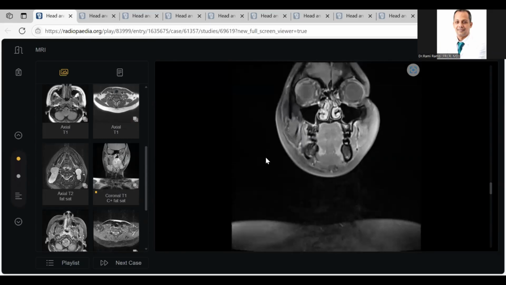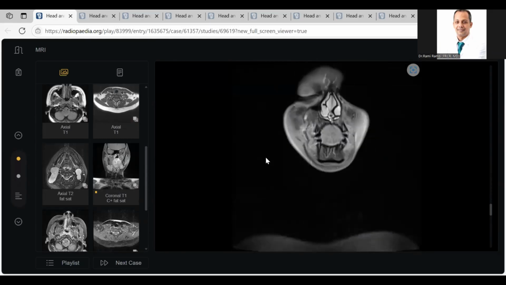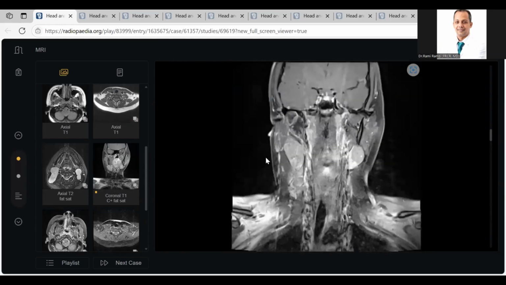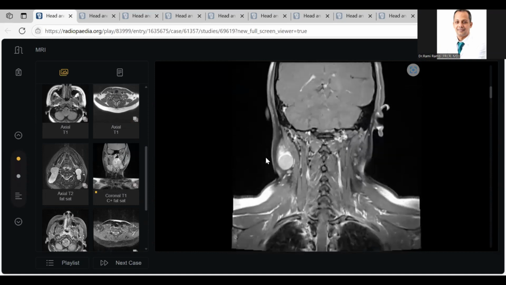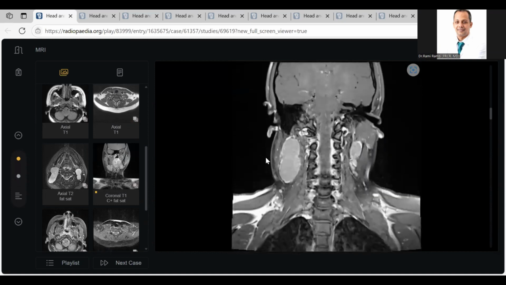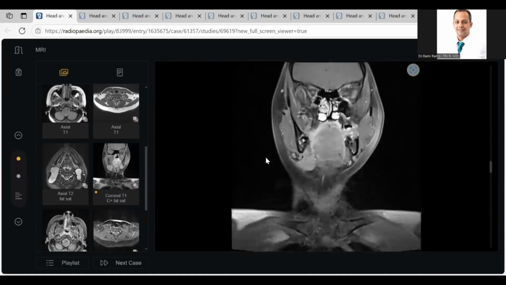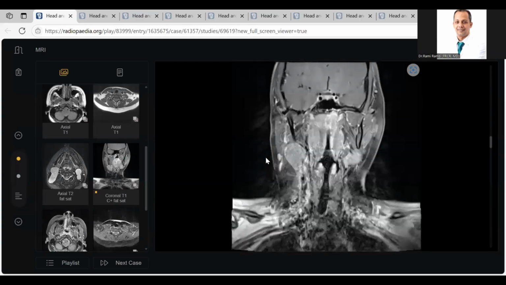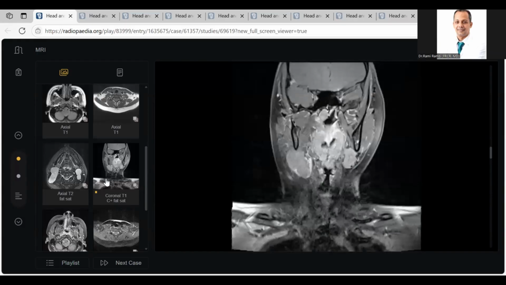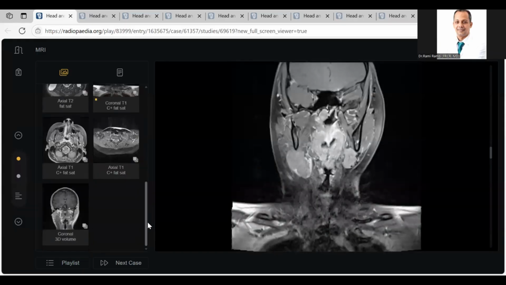This is the coronal T1 FATSAT image, showing certain post-contrast enhancement. So basically, these are benign lesions. I would like to keep the differential of enlarged lymph nodes versus some bilateral branchial cleft cysts. And the possibility of venolymphatic malformation is also there.